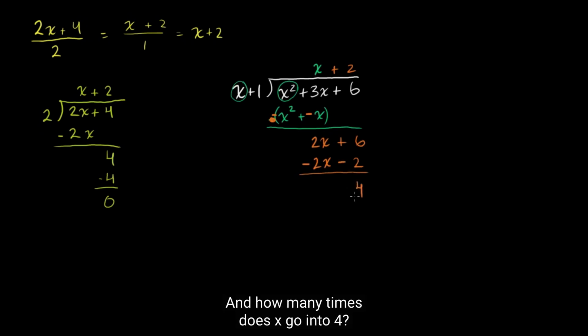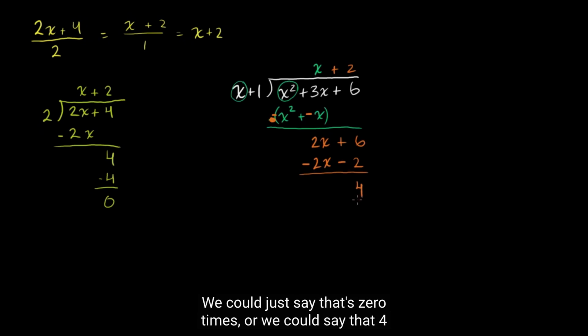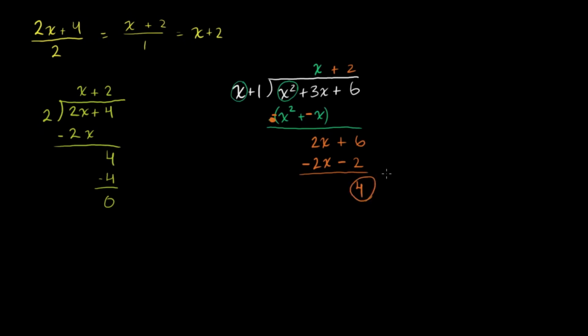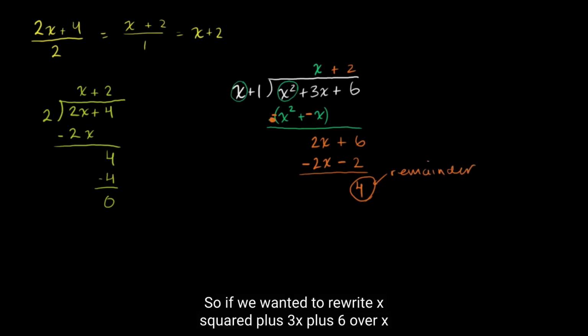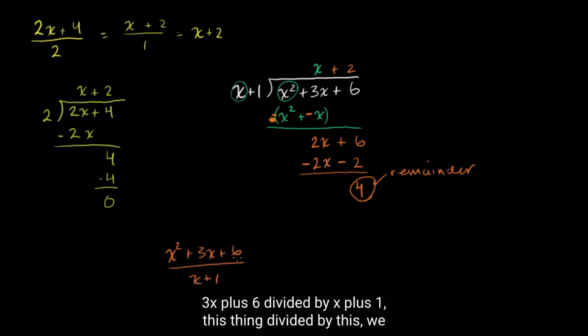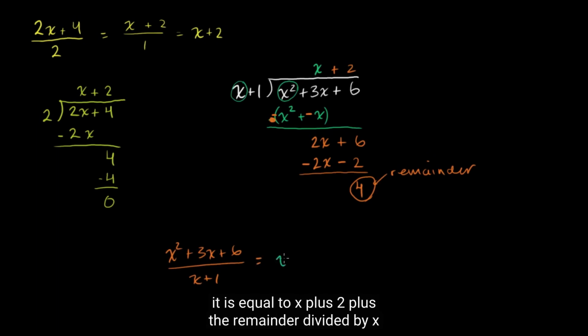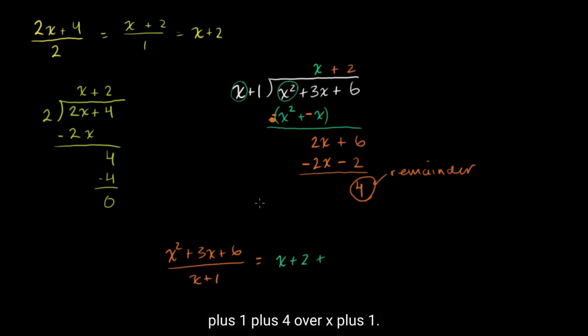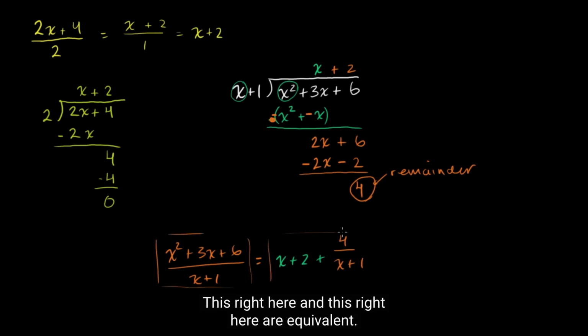And how many times does x go into 4? Well, we could just say 0 times, or we could say that 4 is the remainder. So if we wanted to rewrite x squared plus 3x plus 6 over x plus 1, notice this is the same thing as x squared plus 3x plus 6 divided by x plus 1. We can now say that this is equal to x plus 2 plus the remainder divided by x plus 1, plus 4 over x plus 1. This right here and this right here are equivalent.